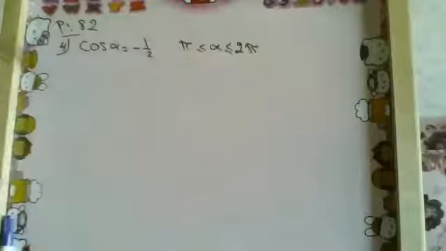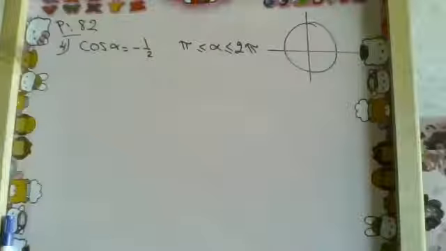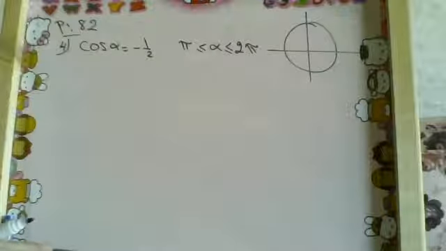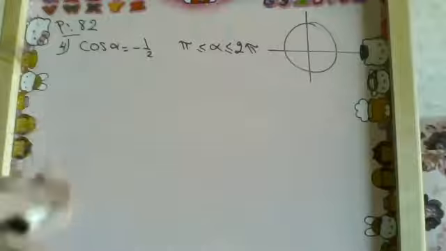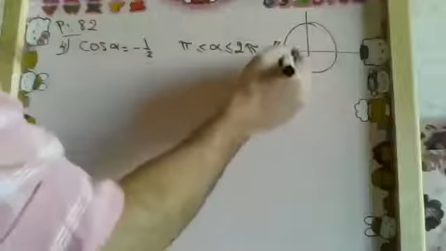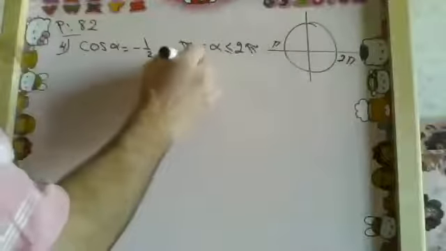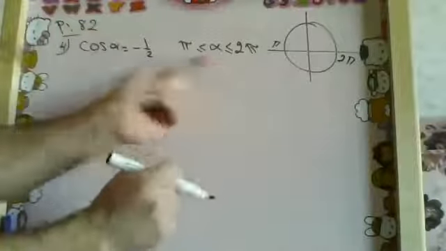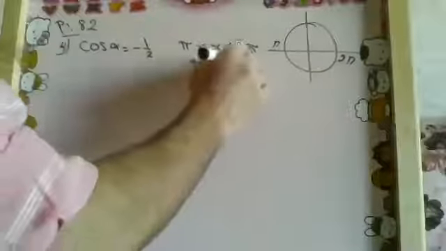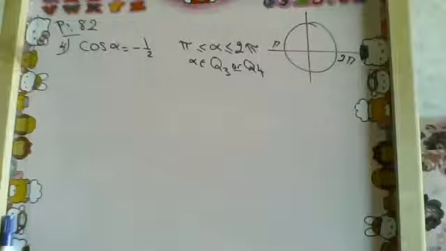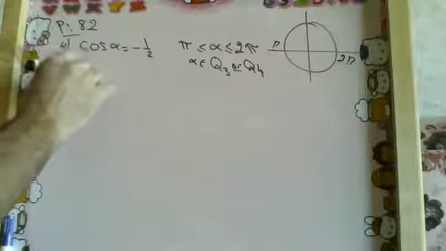Part 4: cosine alpha is equal to negative 1 over 2, and alpha is between pi and 2 pi. Now we draw the circle. The first point is negative pi over 2, then pi and 2 pi. Quadrant 3, quadrant 4. First, cosine alpha equals negative 1 over 2, which is less than 0.